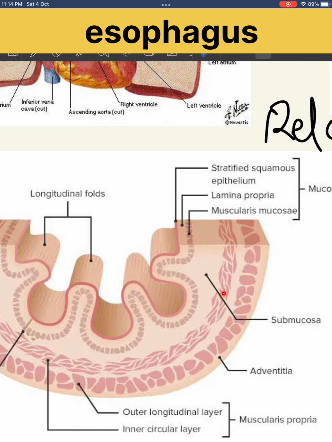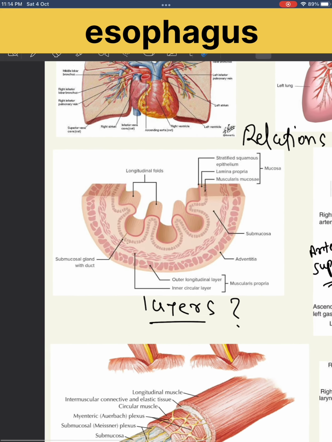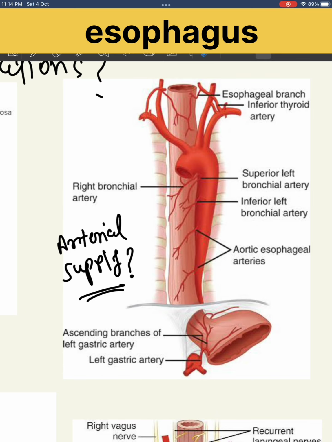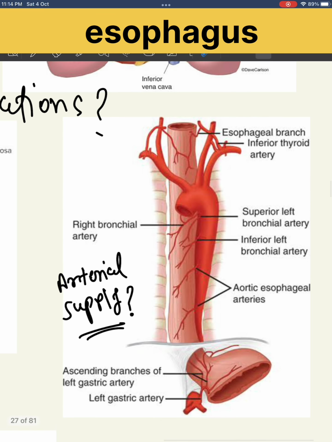Okay, so muscularis propria is having inner circular muscles and outer longitudinal muscles. They both are required for peristalsis, and then outside there is a fibrous layer, that is adventitia. And now let's see about arterial supply. So in arterial supply we will divide esophagus in three parts: upper part like cervical, thoracic, and then abdominal.